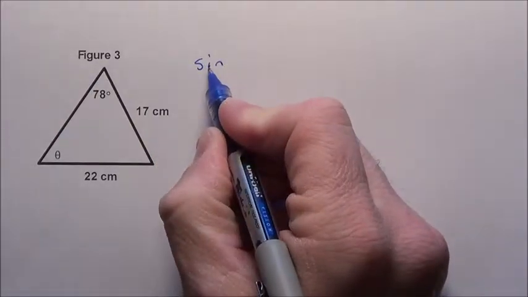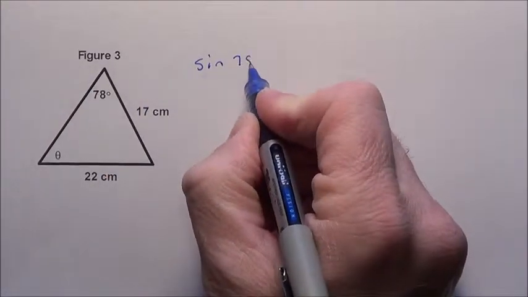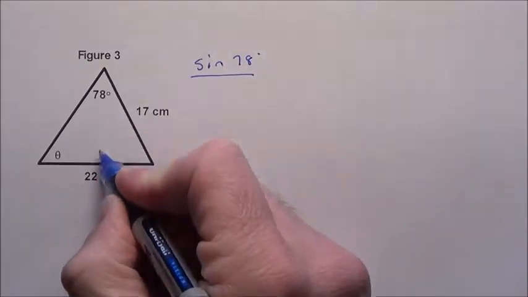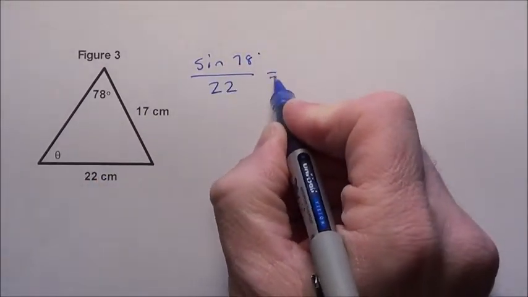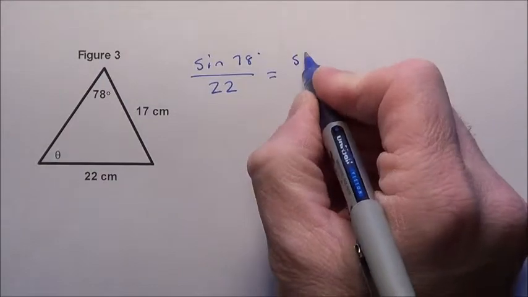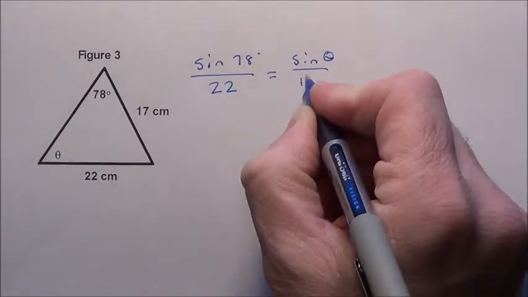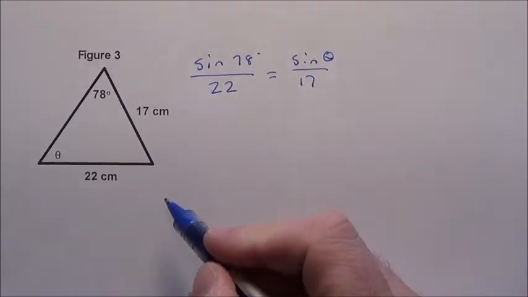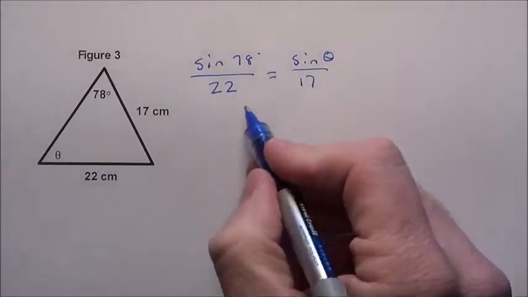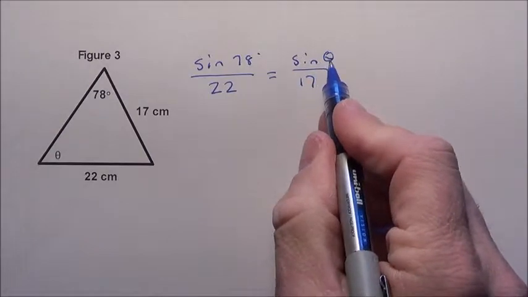So I'm going to set it up. The sine of 78 degrees over its opposite side, which in this case is 22, will be equal to the sine of this angle, which we don't know, over its opposite side, 17. Those proportions are always going to be true in any triangle. So now all I have to do is go ahead and try to find theta here.